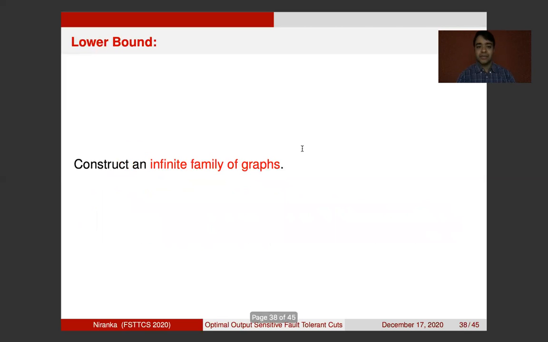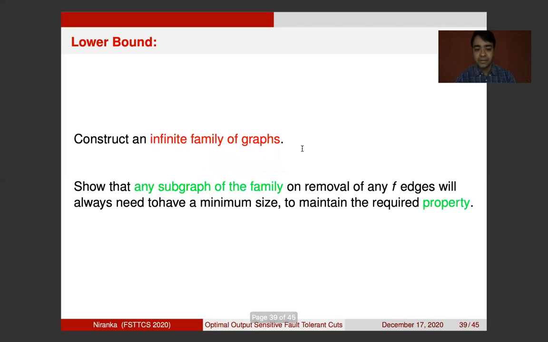Now let's see the lower bound a bit. For the lower bound case, what we do is again construct an infinite family of graphs, and we show that from this family, if we try to create any subgraph H, then on removal of any f edges, this subgraph has to be of some minimum size to maintain the required property, which in our case is the cut problem.